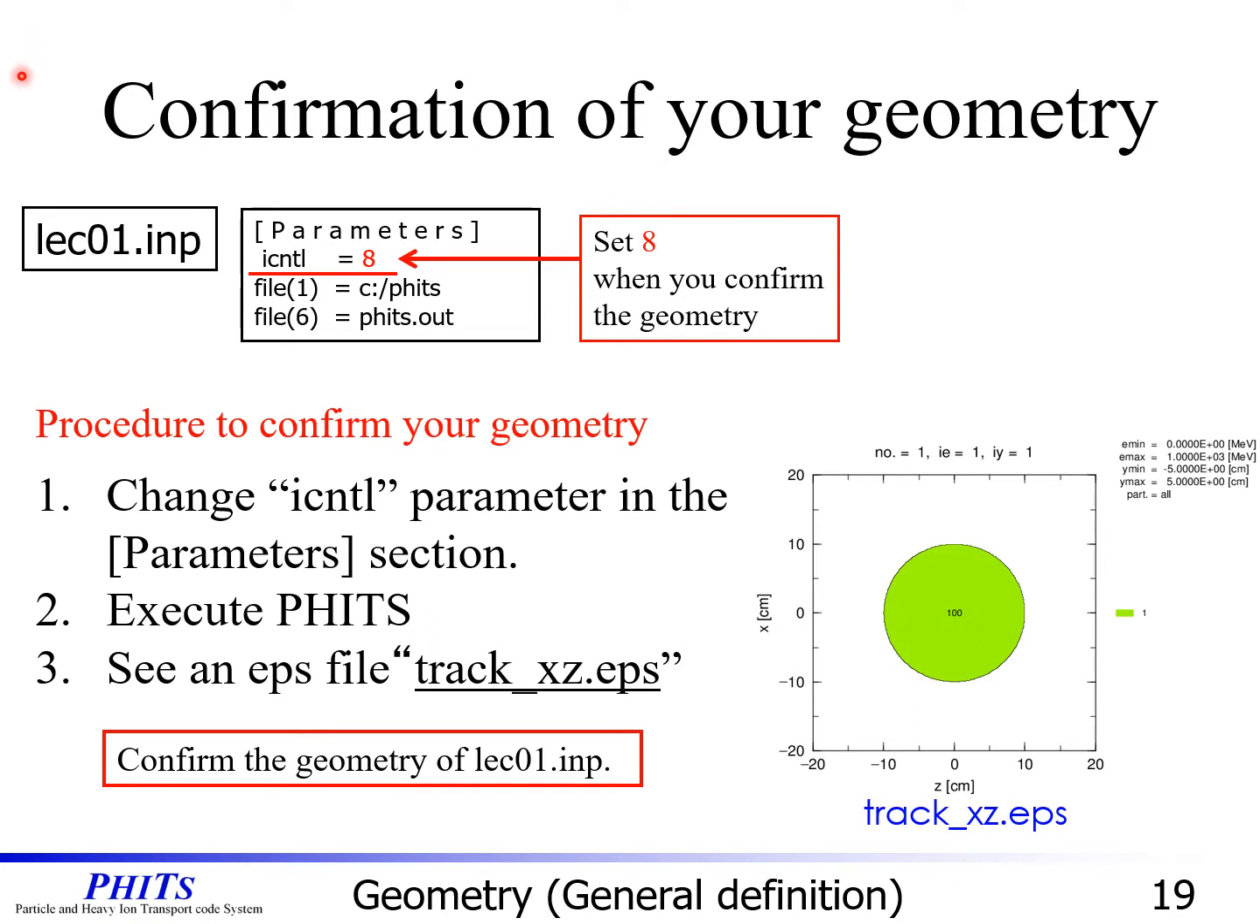Now, let's confirm the geometry defined in the input file. Please open the LEC01 INP file with your text editor. The procedure to confirm your geometry is as follows. At first, change the ICNTL parameter in the parameters section. Please set 8 for eye control when you confirm the geometry. Next, overwrite save the input file and execute PHITS. After that, open the EPS file track XZEPS, and you can see a figure like this.